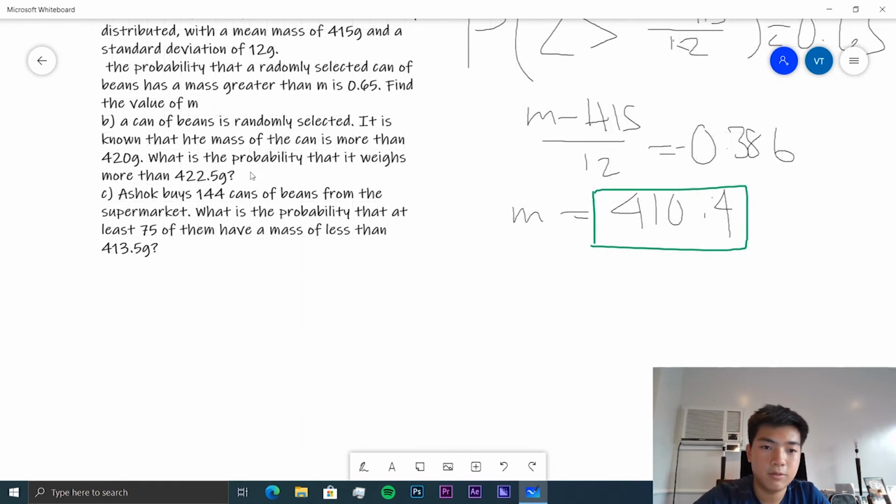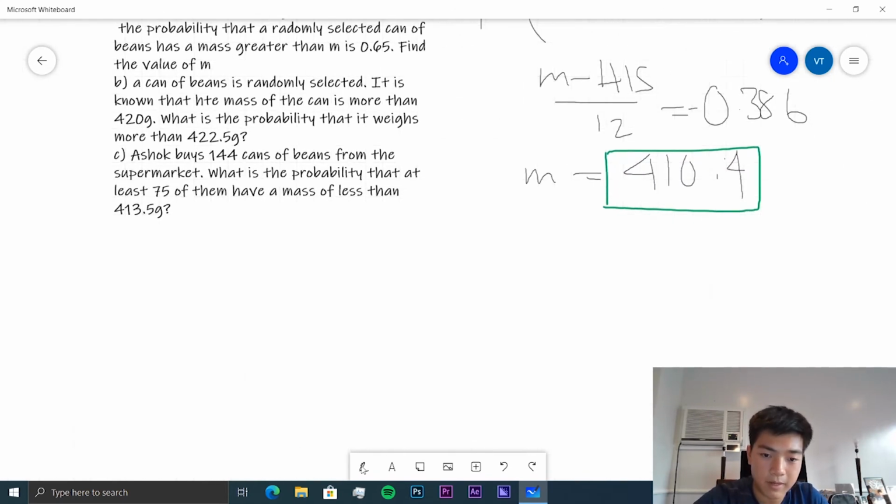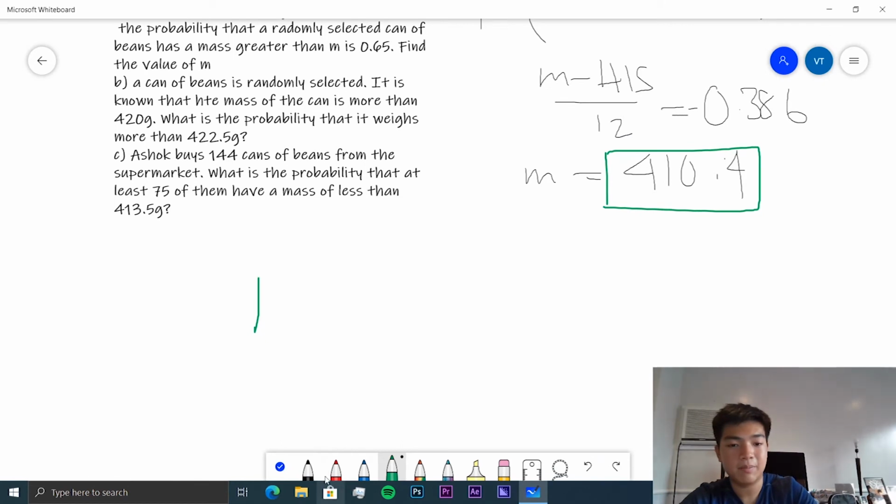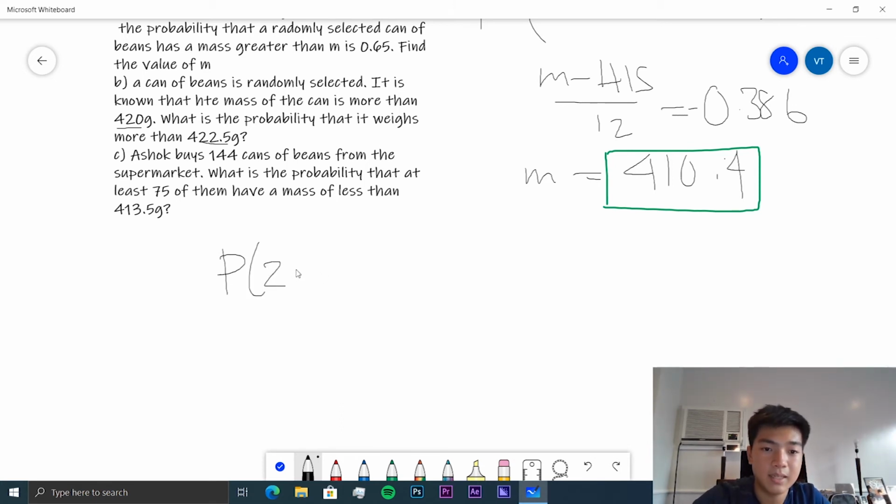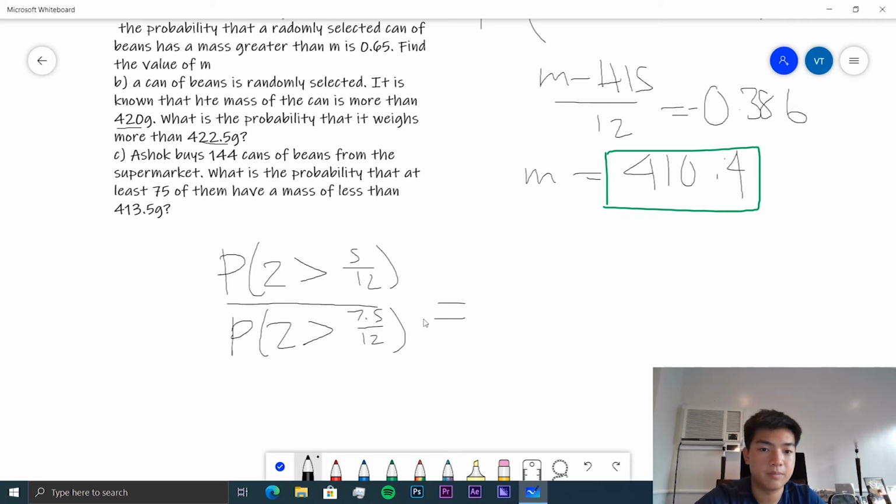The mass is greater than 420. What's the probability that it's greater than 422.5? So we just have to divide the probability of it being over that by the probability of it being over this. So the probability of this being greater than 5 over 12, over the probability of this being greater than 7.5 over 12. So this is equal to z is greater than 5 over 12. What's 5 over 12? 0.416.